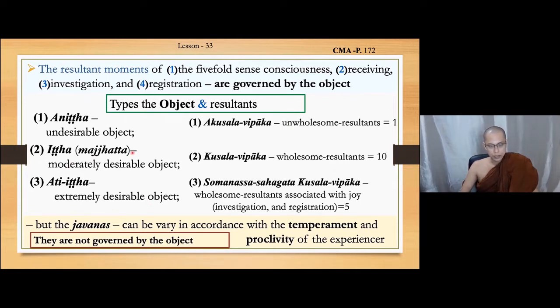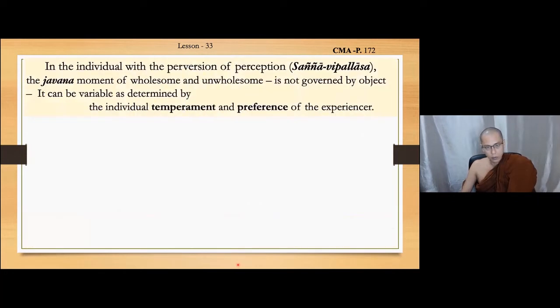So okay, it can change. Why are we talking about the registration and Javana agreement? That can change in accordance with the temperament and the proclivity of the individual who experiences the object. So that is governed by the object. That refers to those who have the Sanna Vipallasa.